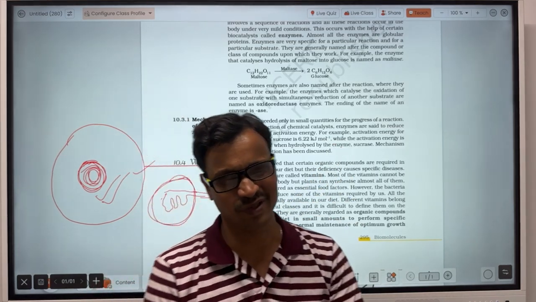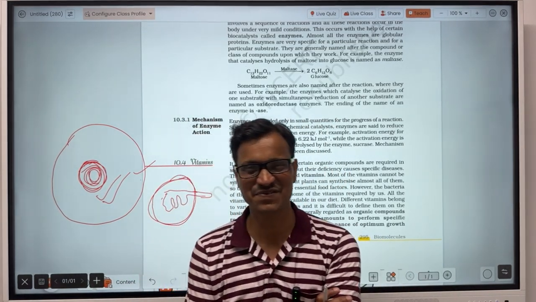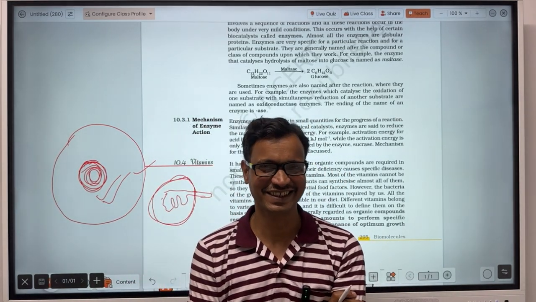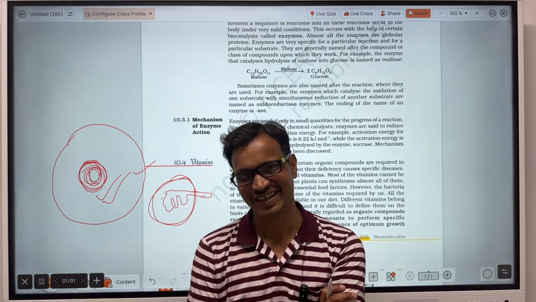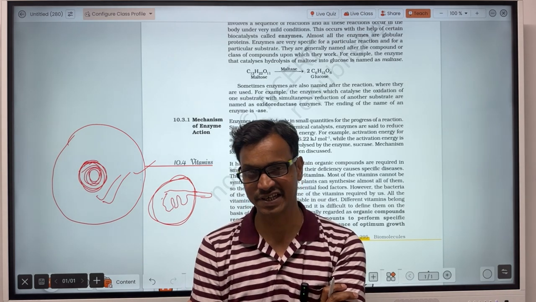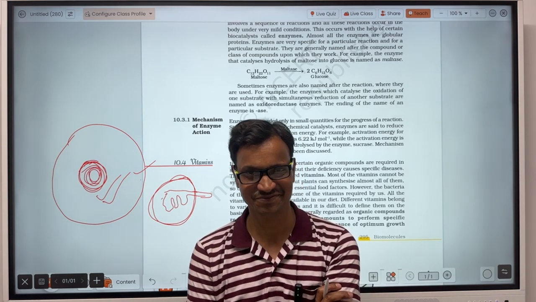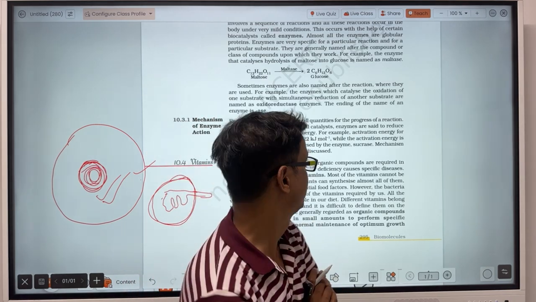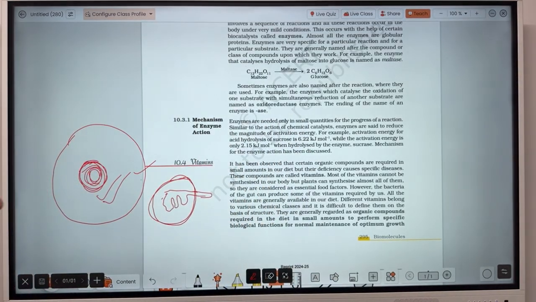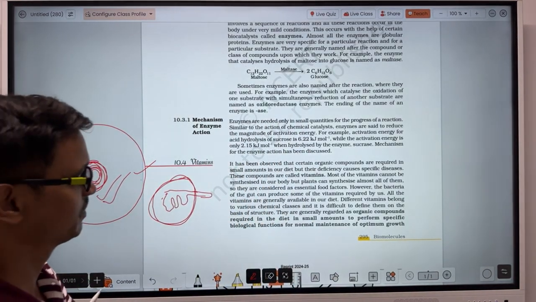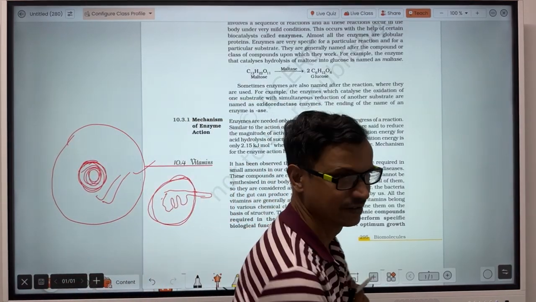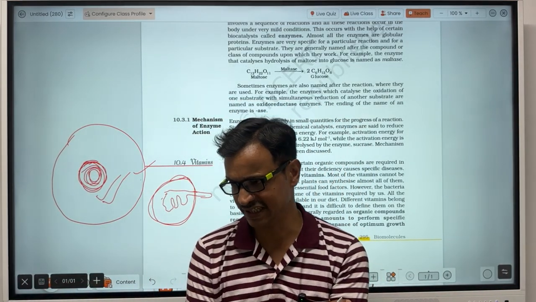And about the catalyst, you know already. Enzymes are biocatalysts, so obviously it increases the rate of reaction. That is why they are highly efficient. The second point is about the mechanism of enzyme action. So that was about the enzymes.